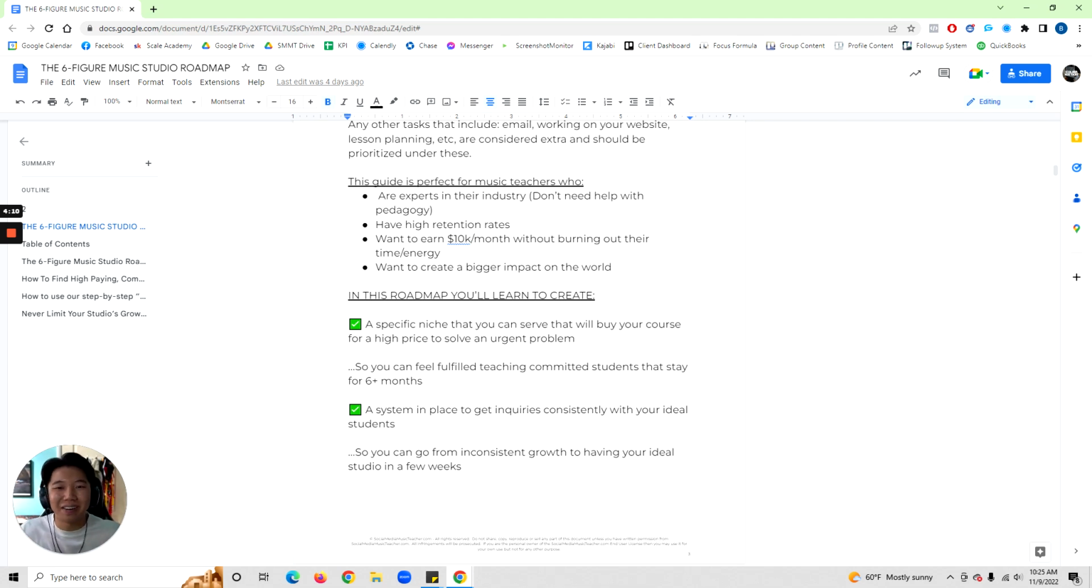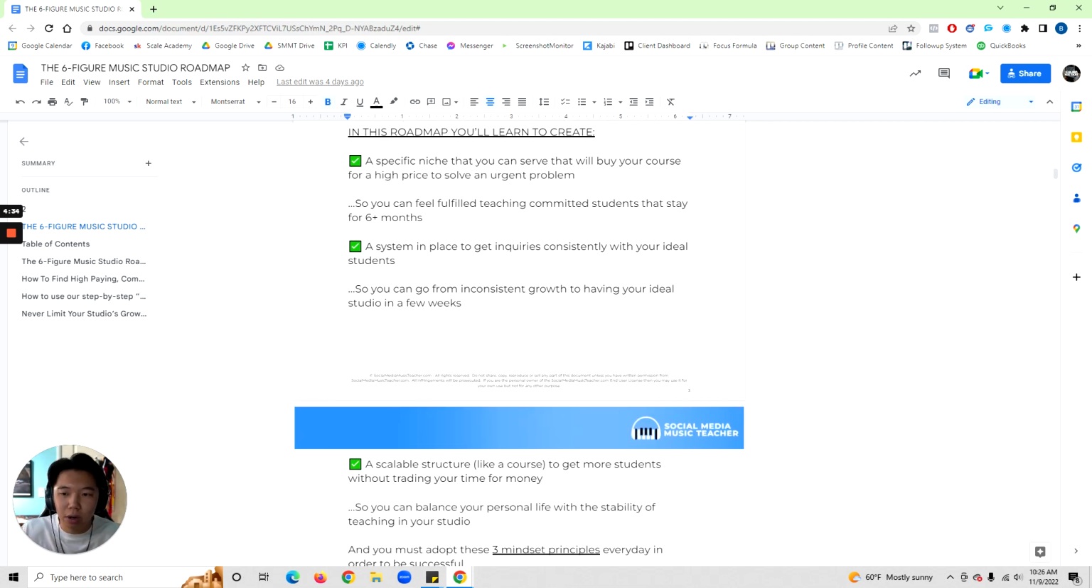I don't need to worry about you retaining students because you're probably a great teacher already. And also, this is perfect if you want to earn 10K a month or more without burning out your time and energy. And also, the most important part, you want to create a bigger impact in the world, right? It's not just for the money, but for the impact that you'll have on yourself, your family, and the world.